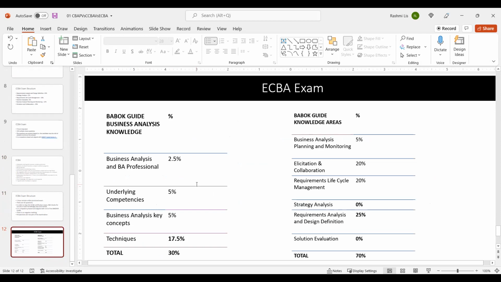For the ECBA exam, the focus is on requirements analysis and design, elicitation and collaboration, and requirements lifecycle management. There's a heavy emphasis on those. And then you have the rest of the chapters. Techniques does come in at 17.5%, but techniques is sprinkled across all the knowledge area chapters.